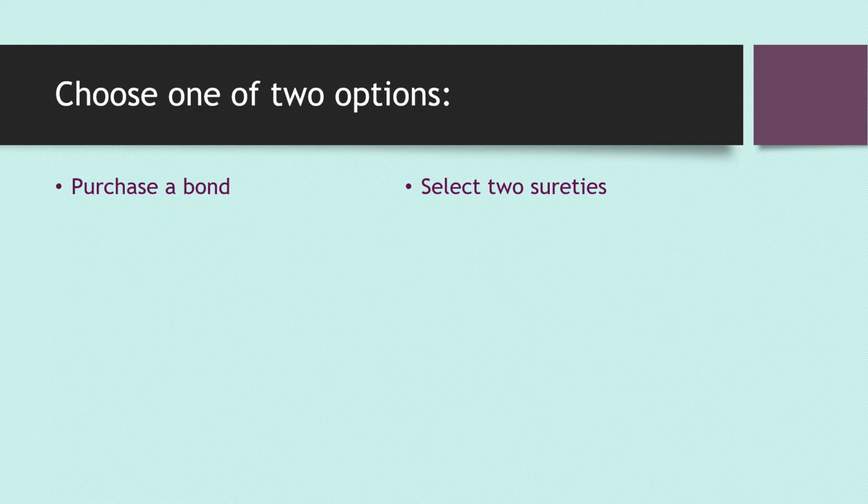There are two options for obtaining a bond. First, the person applying for administration can purchase a bond from an insurance company, or the applicant can select two sureties to sign on his or her behalf. Let's look at each option in more detail.